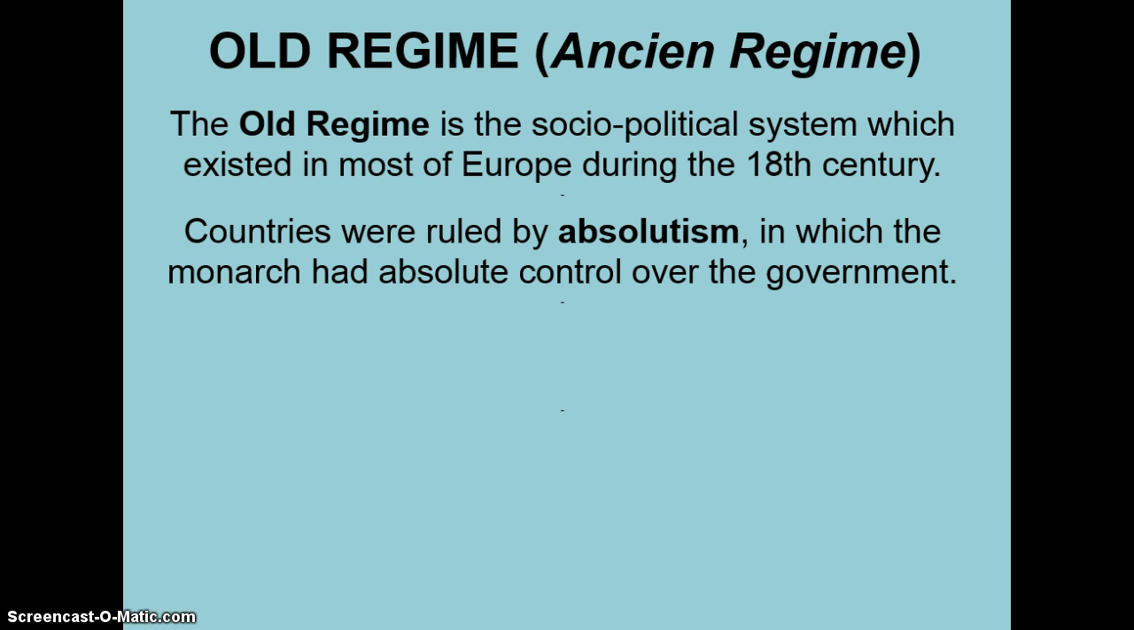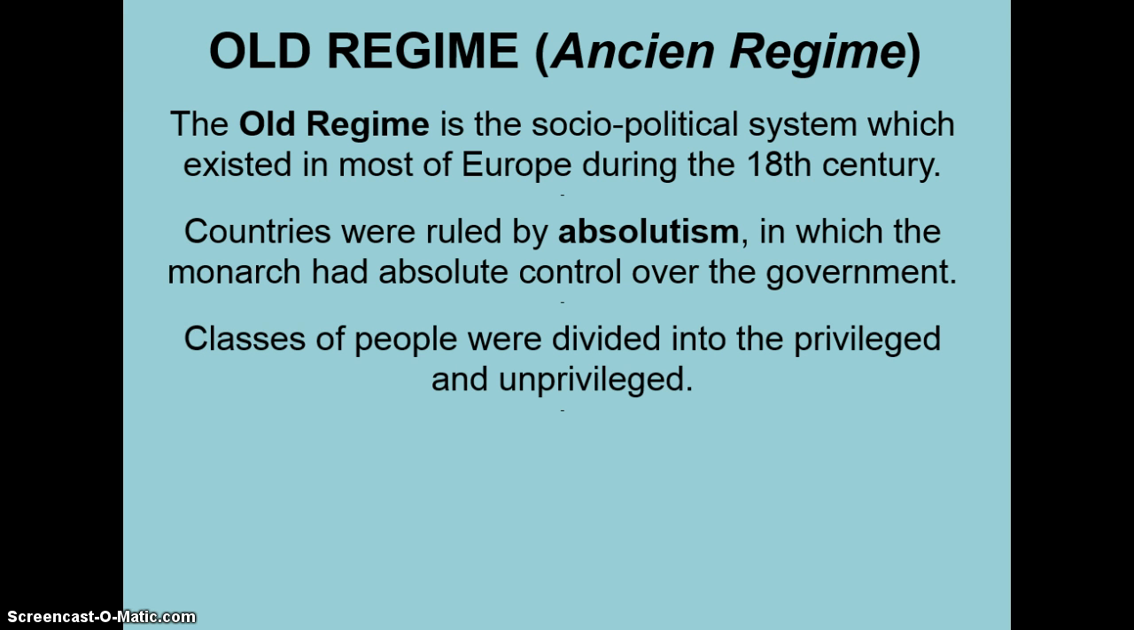And these countries were ruled by what was known as absolutism. In other words, there was a monarch, whether it was a prince or a king or an emperor, and they had absolute control over the government. And classes of people were basically divided into two groups: the privileged classes that had all the rights and privileges, and the unprivileged class, which had basically no rights and felt all the burdens of taxation and other economic and social burdens that the privileged class did not face.